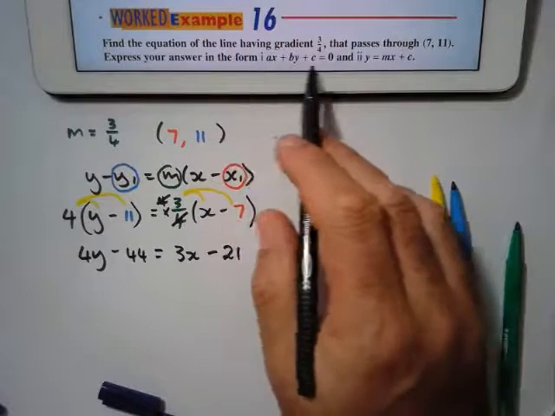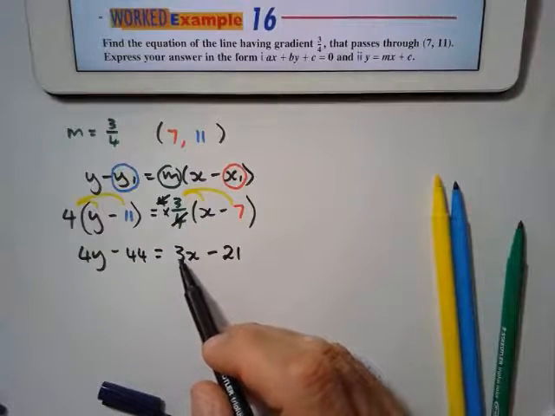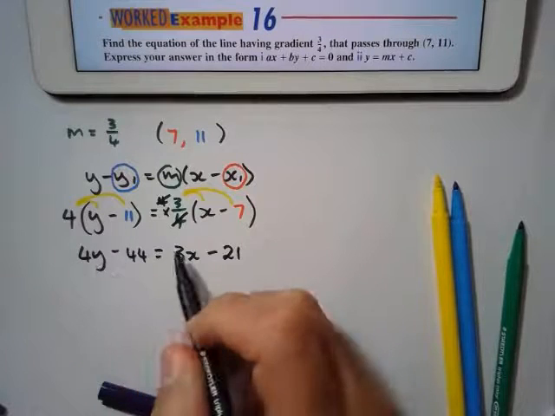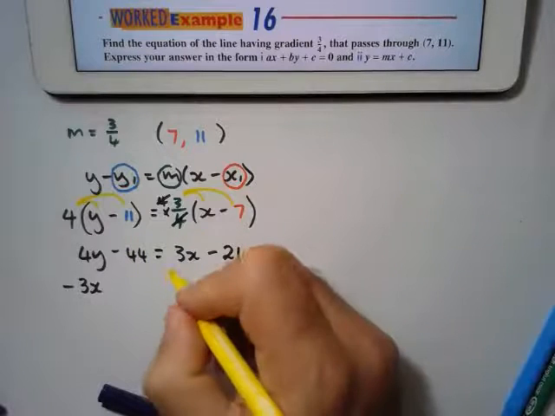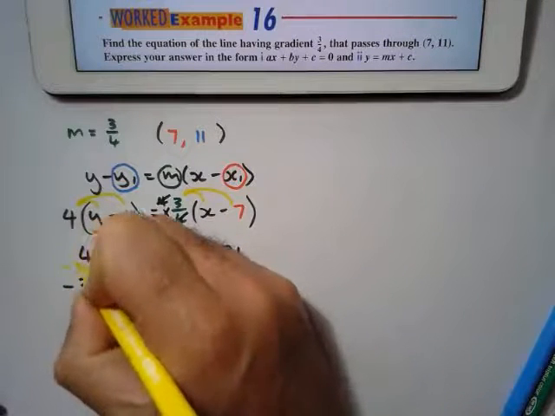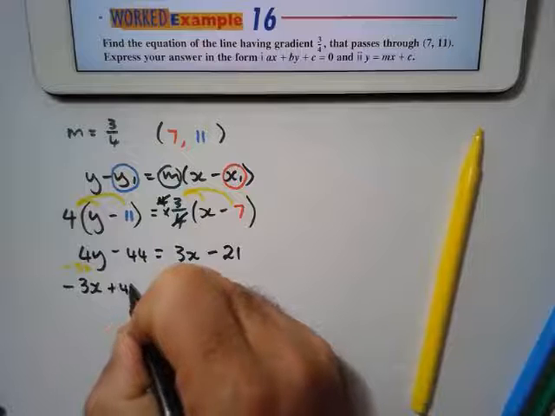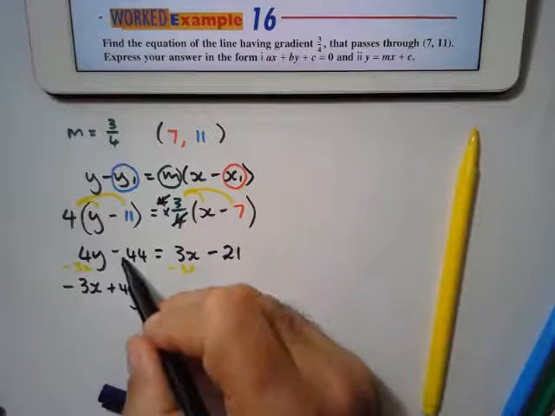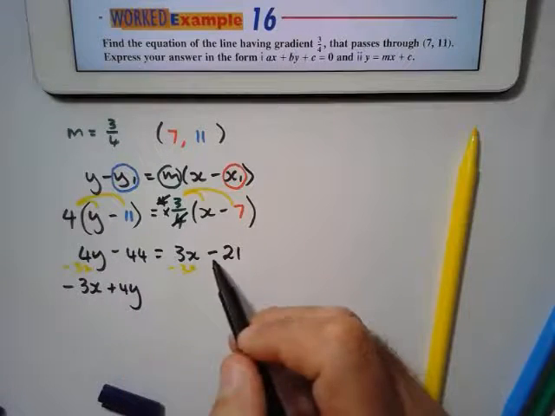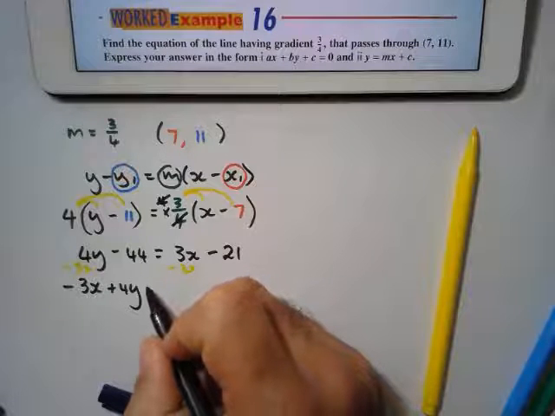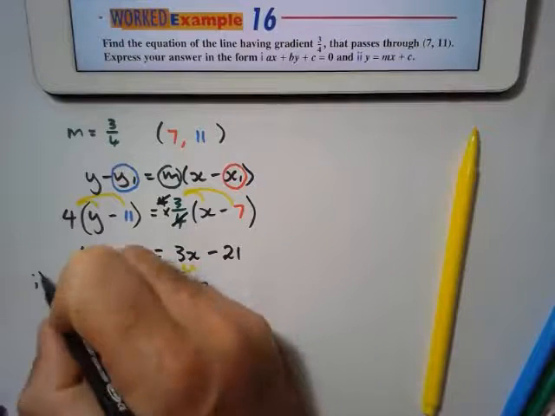If I'm going to get it into this form, ax plus by plus c, everything is going to go on that side. So 3x will go to the other side. If it goes to the other side, it becomes negative 3x. Okay, it doesn't really. Remember, what we actually do is we subtract 3x this side and we subtract 3x on this side, and that's why it becomes a negative. I have 4y on this side, so it's plus 4y. Negative 21 will go over, it will become plus 21, and negative 44 plus 21 will give us negative 23. That equals 0.